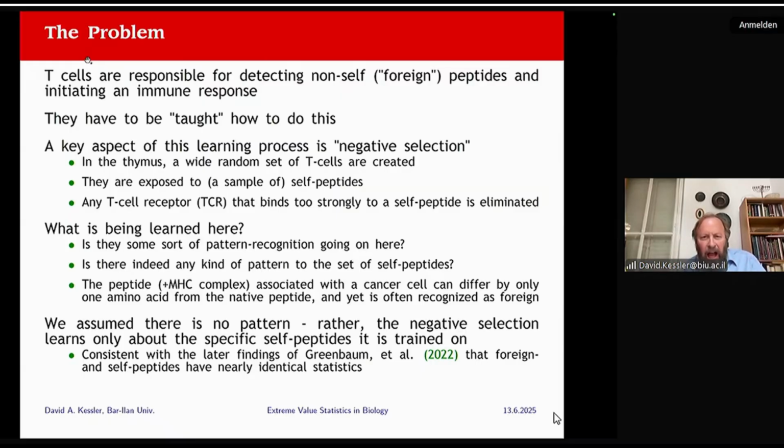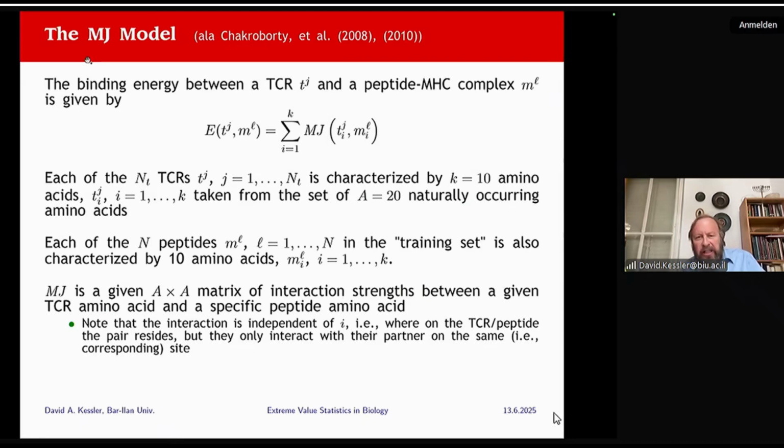So the way we started working on this is there was a model by Chakrabarty and collaborators called the MJ model. It is a model for the binding energy between a TCR, this T cell receptor, which we're going to call T, and in particular one is T sub J, say, and this peptide MHC complex, which we're going to call M.